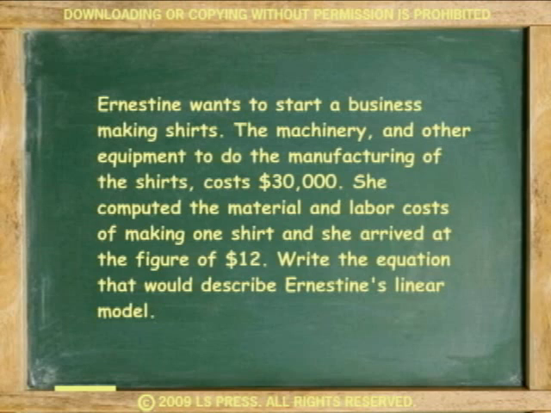Another example. Ernestine wants to start a business making shirts. The machinery and other equipment to do the manufacturing of the shirts cost $30,000. She computed the material and labor cost of making one shirt, and she arrived at the figure of $12. Write the equation that would describe Ernestine's linear model.